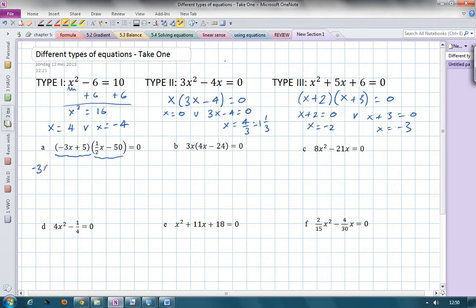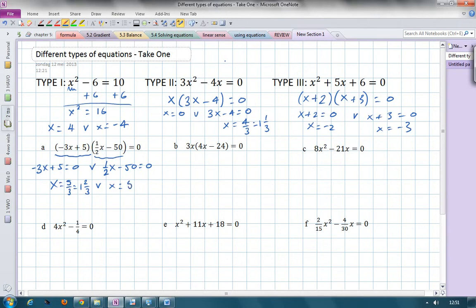So either the minus 3x plus 5 is 0, or the half x minus 50 is going to be equal to 0. And then solving this by subtracting 5 from both sides and then dividing by the minus 3, we will get x is equal to 5/3, which is equal to 1 2/3, or x is equal to, adding 50 to both sides and then dividing by a half.